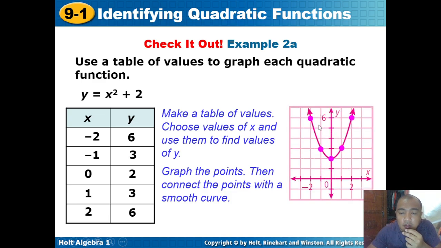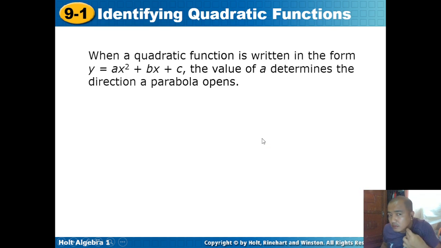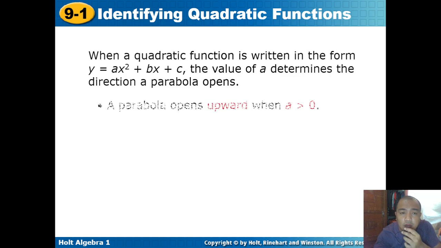So as you can see, the graph opens upward because the value of a is positive, or a is greater than 0. That will make the opening of the graph or the parabola upward. When a quadratic function is written in the form y equals ax squared plus bx plus c, the value of a determines the direction the parabola opens. Yes, that's what I was telling you about.